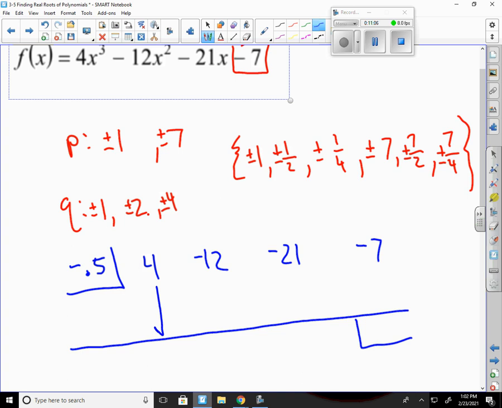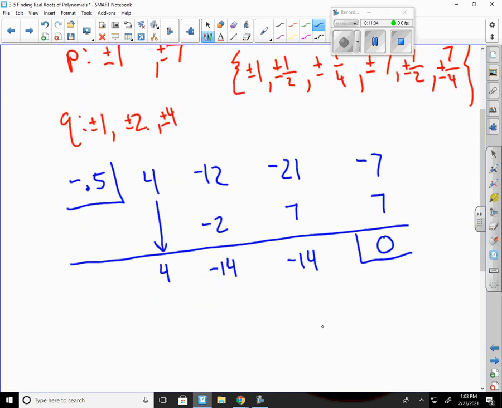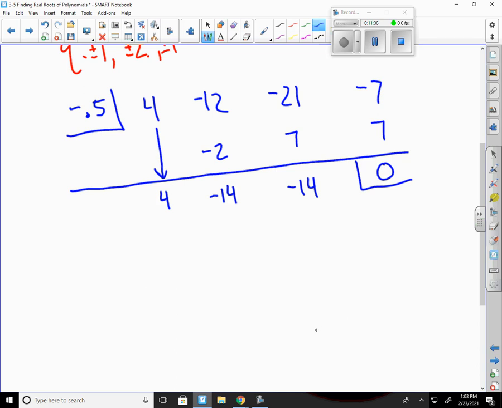Bring down the 4. Negative 0.5 times 4, that's going to give me negative 2. Negative 12 minus 2 is negative 14. Negative 0.5 times negative 14 is going to give me a positive 7. Negative 21 plus 7 is negative 14. Negative 0.5 times negative 14 also gives me 7. Negative 7 plus 7 gives me 0. So this is a factor, we kind of knew it was going to be anyways.